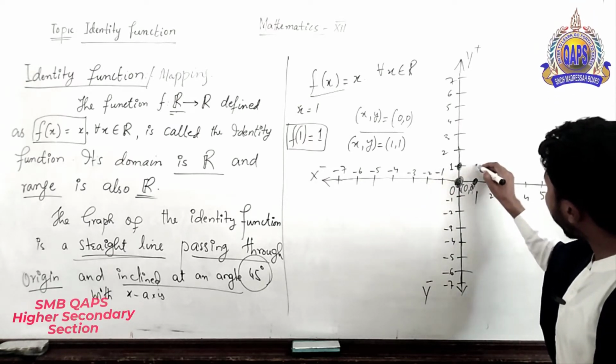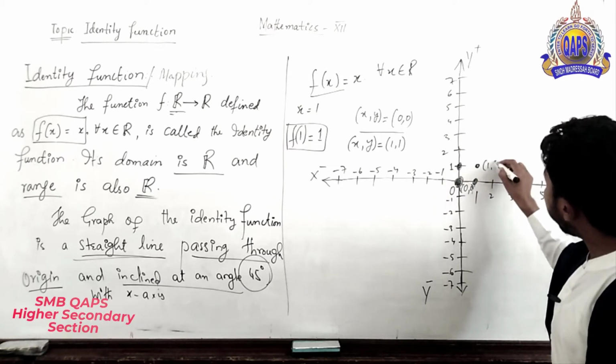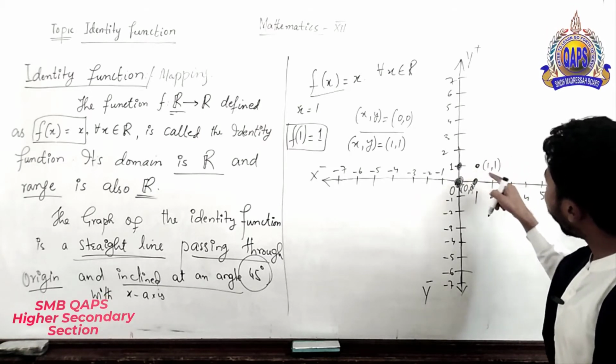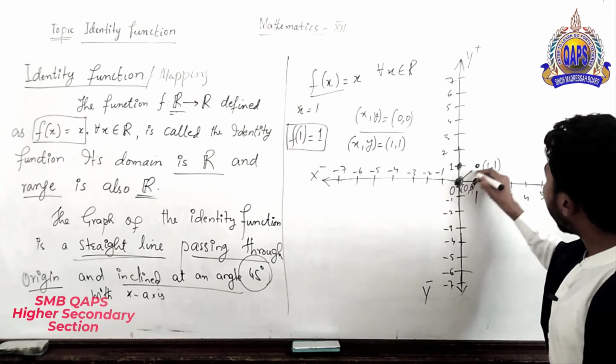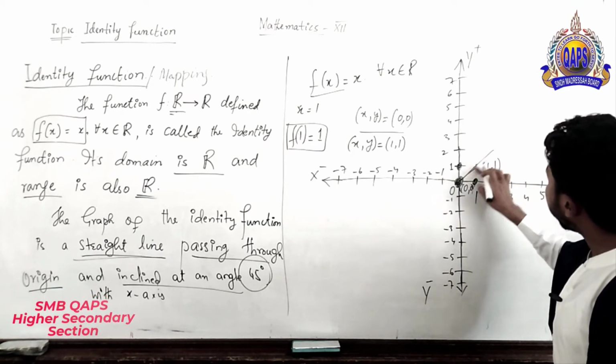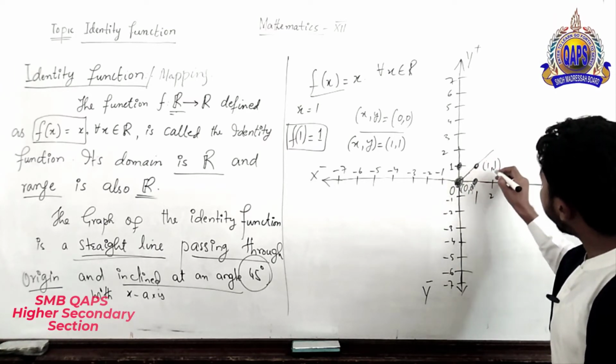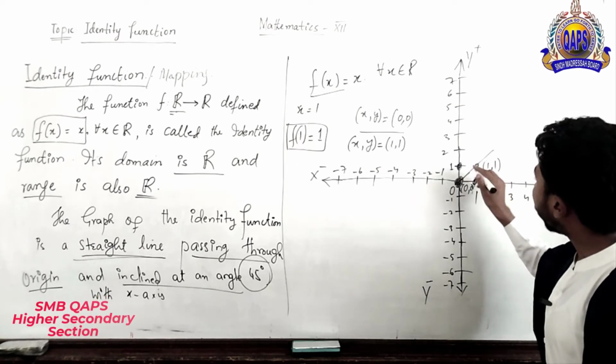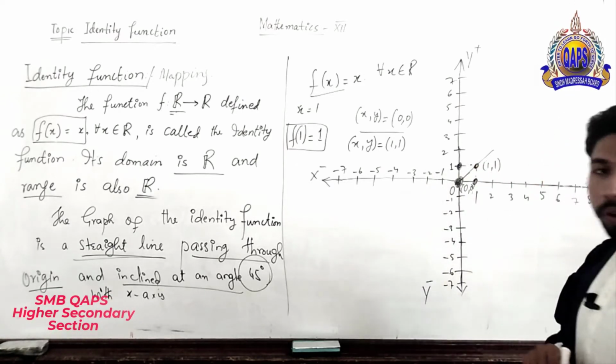So the line is drawn here through 1 comma 1, because it depends upon both elements. So the line is drawn here. So this 1 comma 1 represents this point, and this point, this point and this point.